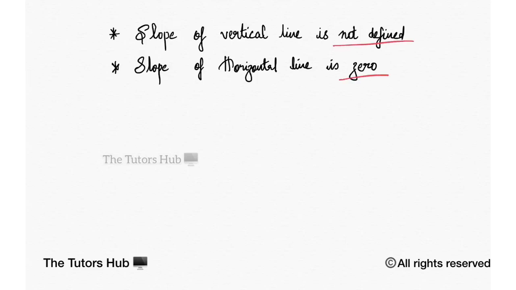We all know that a vertical line has an infinite slope, because if we place any object at the top of it, it will slide down very easily, and a horizontal line has no slope. That's the main concept behind this.